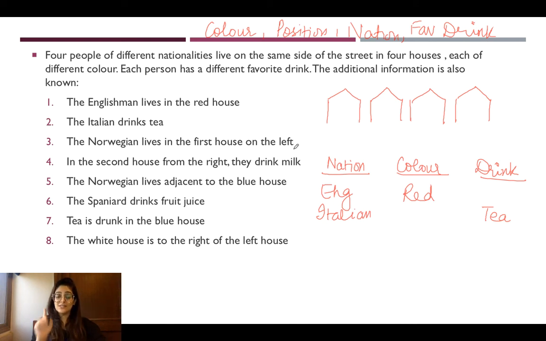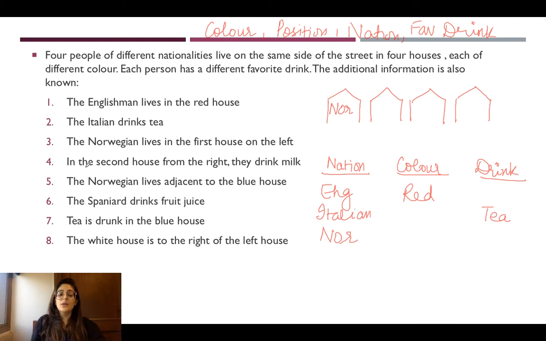Now again, like I explained to you in the previous question, you need some information that has to be specific. Now this information is absolutely specific because it says that the Norwegian lives in the first house on the left. That means the house that starts from the left, the first one, this is the Norwegian's house. Alright, so right now we don't know its color or drink, but let's just put it here.